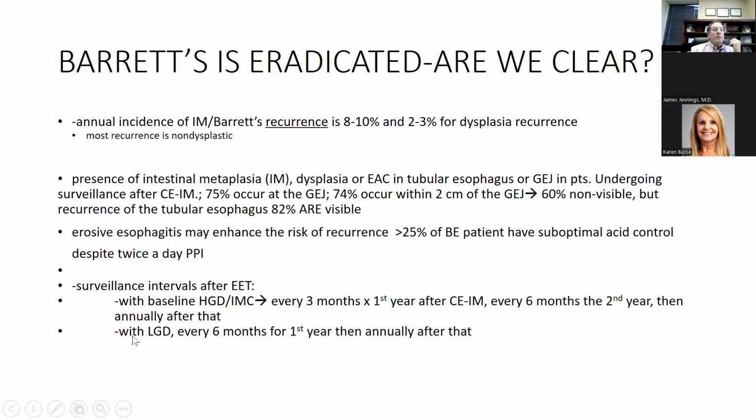Patients who have low-grade dysplasia will get an EGD every 6 months for the first year, then annually after that. We can always increase that interval to every 2 to 3 years if we don't see any recurrence. Patients with high-grade dysplasia or early cancer, the frequency of surveillance after getting rid of the Barrett's increases.